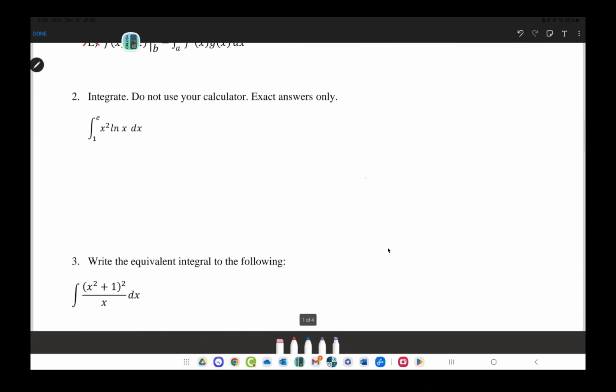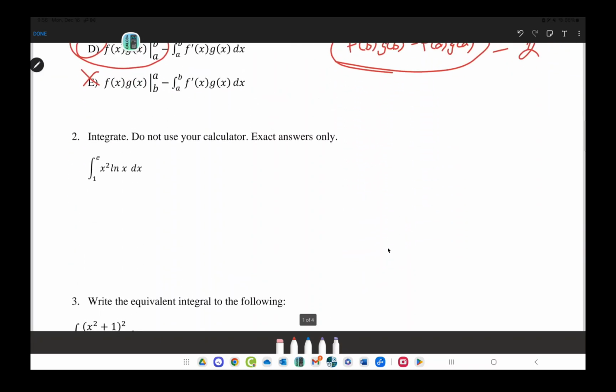Integrate. Do not use your calculator. Exact answers only. This is not u-substitution, it's integration by parts. In this case we need to decide what u is and what v prime is dx.